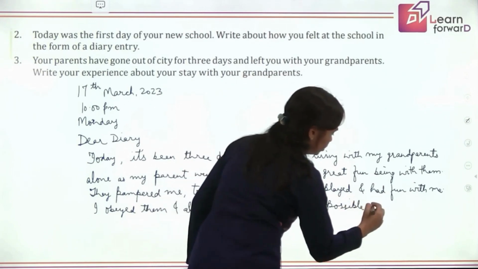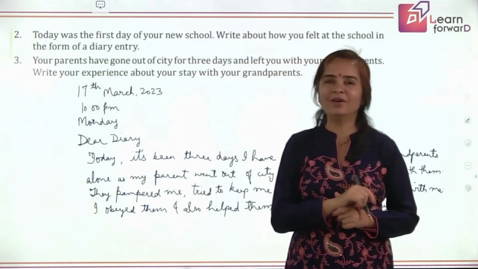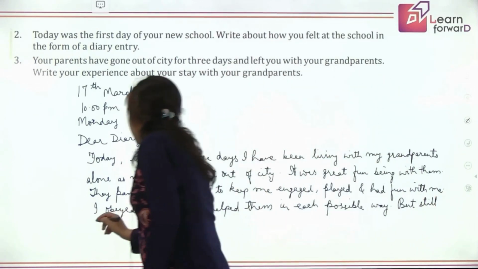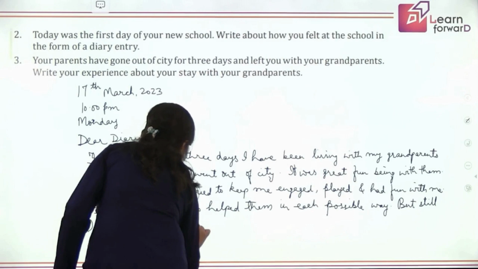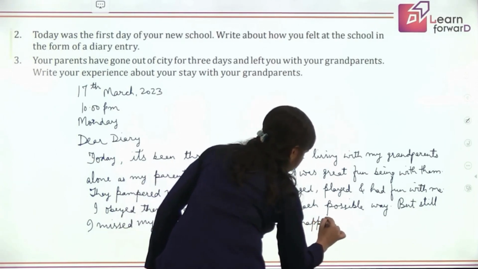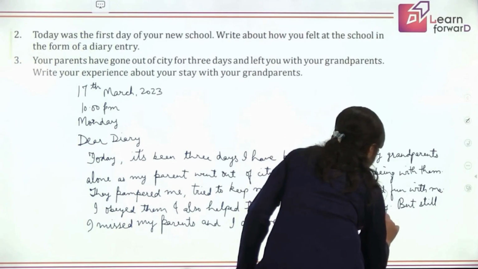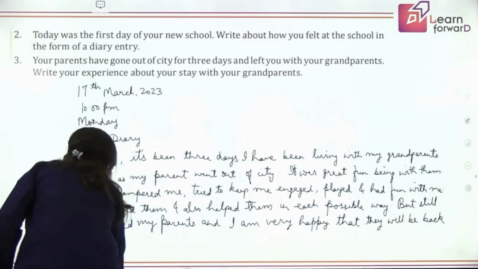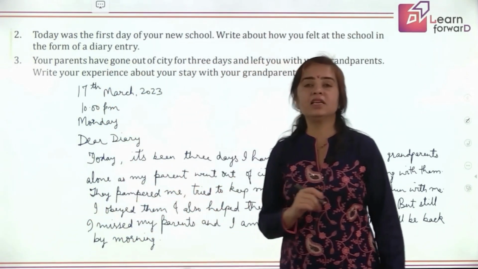But although you just enjoyed, you had lots of fun, you liked their pampering, their love and care, but still, don't you miss your parents when they are not around? Yes, but still, I missed my parents and I am very happy that they will be back by morning. Right? So you'll be waiting excitedly, eagerly, keenly for them to be back soon.